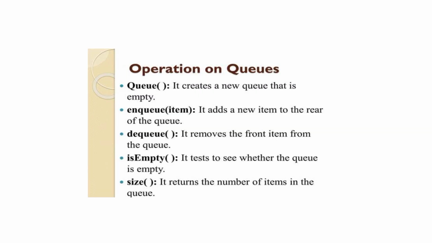Operations on queues. The main operations are enqueue and dequeue, and also queue, is empty, and size. The queue function will create a new queue, enqueue means adding a new element at the rear end of the queue, and dequeue means removing the front item from the queue. Is empty will check whether the queue is empty or not. And size returns the number of items in the queue, that is, how many items are stored in that queue, it will display that value.